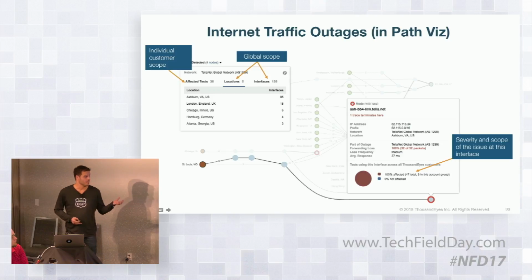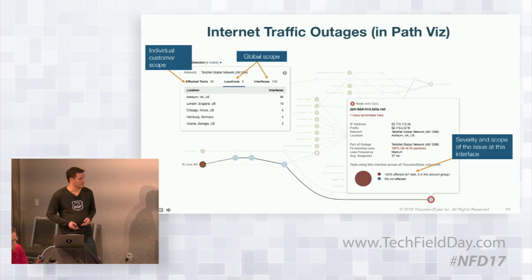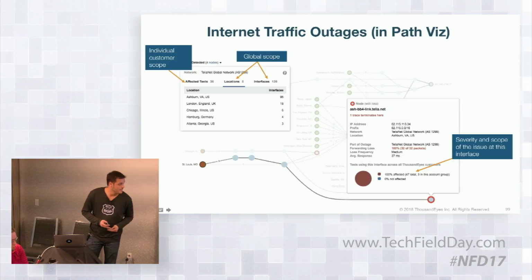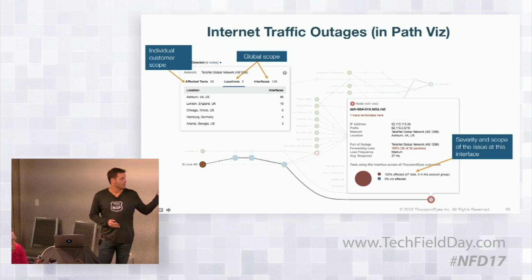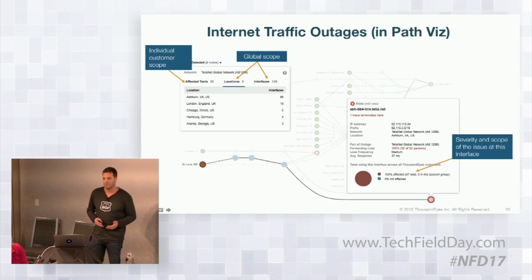And this is what we currently show as the context. You see in the background our familiar path visualization. In this case, it was an outage in Telia. It affected 36 of our tests. And so you have all that context: number of locations, 5 locations, and more than 100 interfaces impacted.